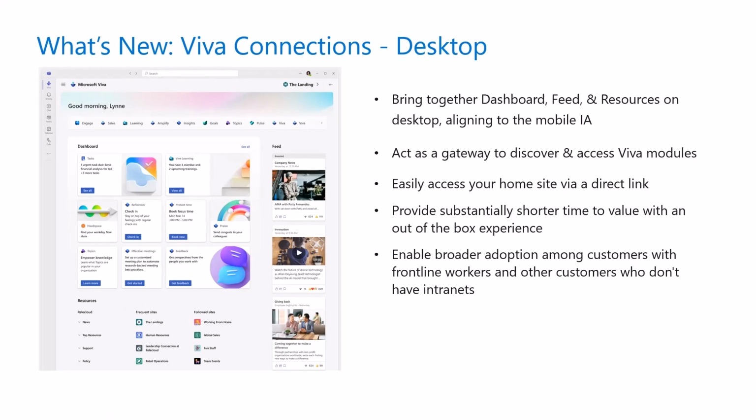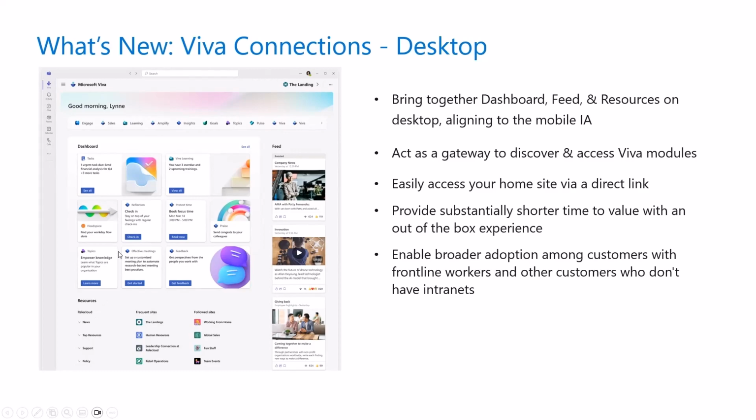We continue our journey with Connections and are introducing a new home experience on the desktop. This new experience aligns the information architecture of the app with mobile, and it has the same three pivots: dashboard, feed, and resources coming together on one single page. It is the front door to the Viva suite with easy navigation and wayfinding to Viva apps that users have available to them. If you already have a home site, it offers a seamless navigation to the existing home site and automatically brings the home site content from dashboard and global navigation on this page.